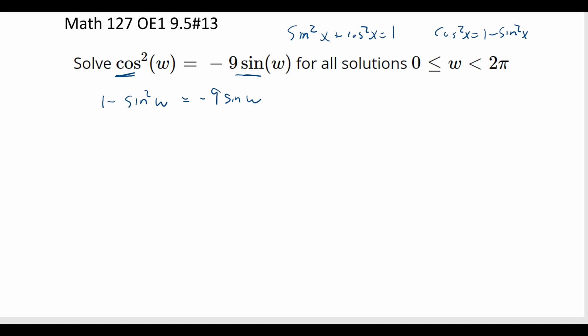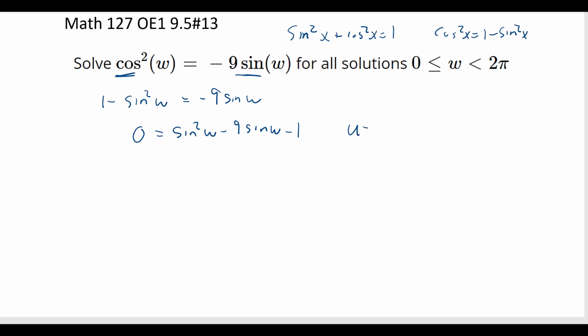You know what, I think I might go 0 equals sine squared omega minus 9 sine omega, minus 1, that would be a minus 1, wouldn't it? Minus 1 equals, that's already equals 0. Okay. Now in this case, there's not any factoring we can do. 1 times 1 is 1. There's no factors of 1 that are going to add to be 9. No rational solutions, so we're not going to worry about that.